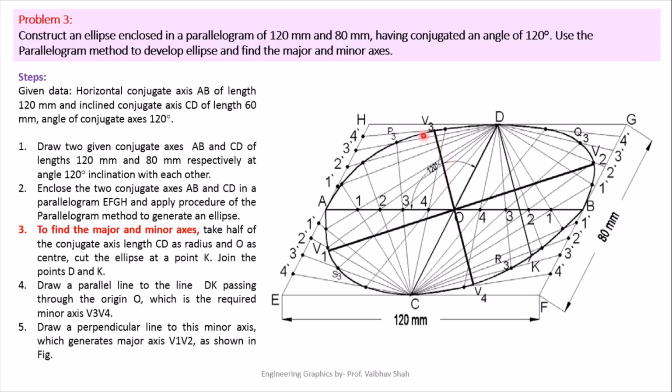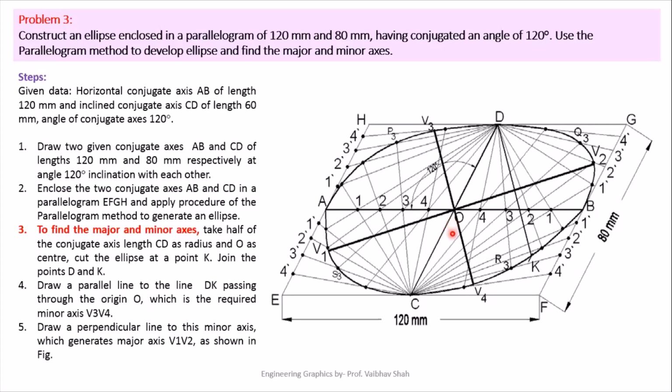So let us specify it with your V3 point of the ellipse on the upper side, and V4 point of the ellipse on your downward side. So this is your actual minor axis. After that, we know that minor axis and major axis are mutually perpendicular. So let us draw one line at a 90 degree direction to this line until we reach the ellipse end points here. On the left hand side, we'll have this end point as V1, and on the right hand side, this end point as V2. So this V1 and V2 line is your actual major axis.